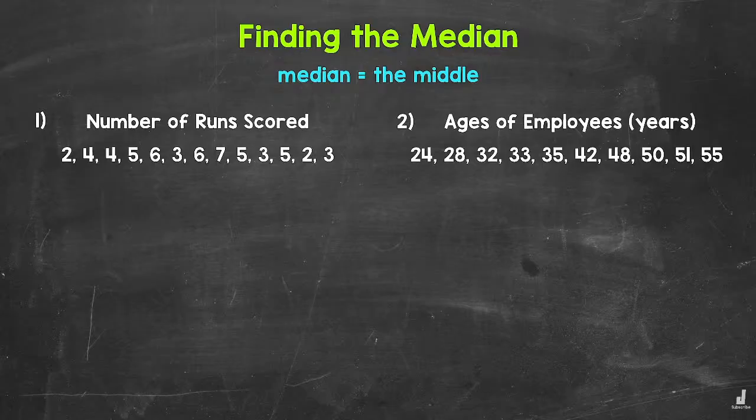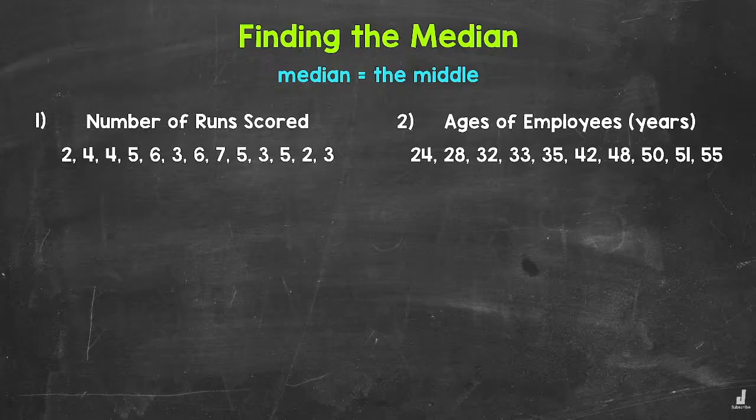So let's take a look at median. Again, this is going to be the middle. Let's jump into our examples, starting with number 1, where we have the number of runs scored in each game by a baseball team so far in their season. Let's find the median. The first thing that we need to do is put the data in order from least to greatest, if it's not already in order. This data is not, so let's order it.